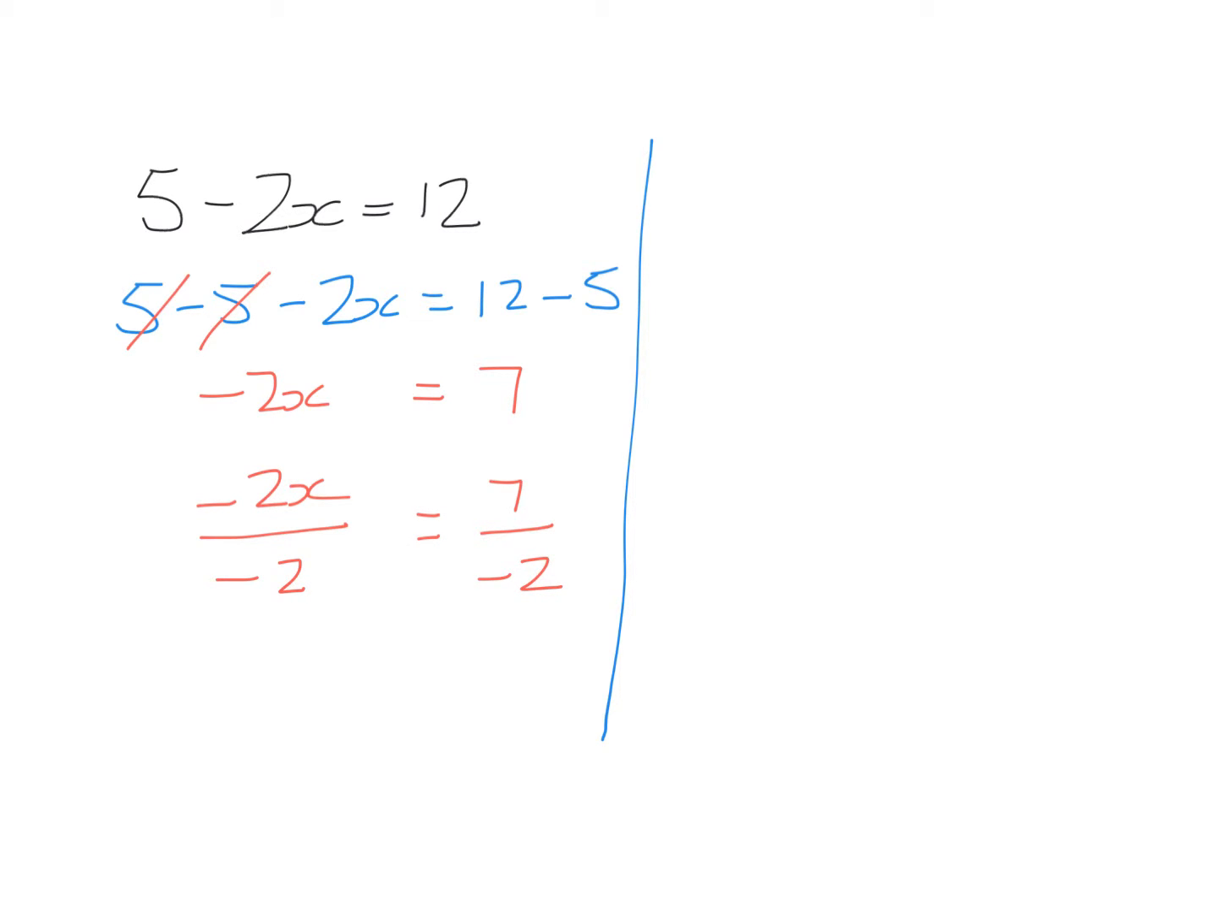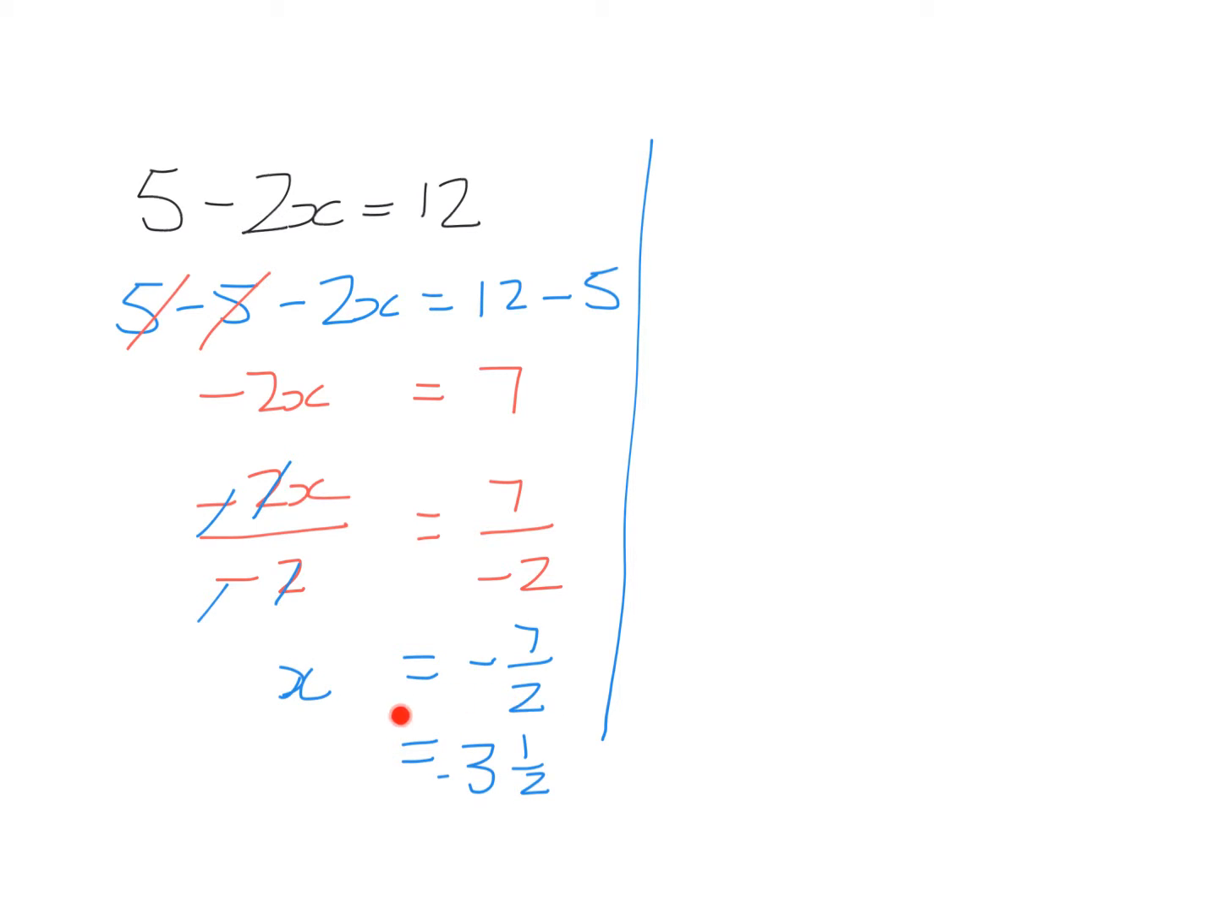I can then solve this. The negative cancels with a negative and the 2 cancels with a 2. Therefore x equals negative 7 over 2. And we can simplify that further by saying how many times does 2 go into 7? Well, 2 goes into 7 3 times and 1/2, and don't forget the negative sign.